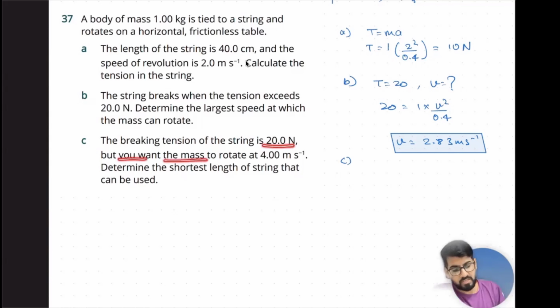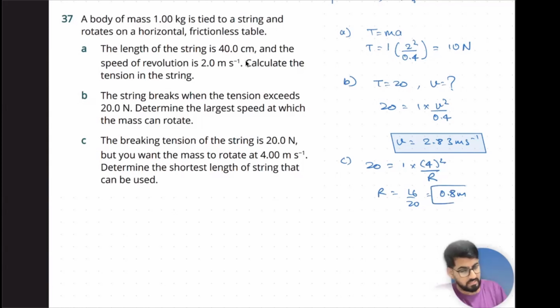And in part C, the breaking tension of the string is 20 Newton. But if you want the mass to rotate at 4 meter per second, which is greater than the velocity we figured out above, determine the shortest length. So for that, we need to reduce the length of the string. Now we need to find R. Tension is again 20 Newton, mass is 1, V this time is 4, so 4 square divided by R. Solve it, you will get R as 16 by 20, which is 0.8 meter.